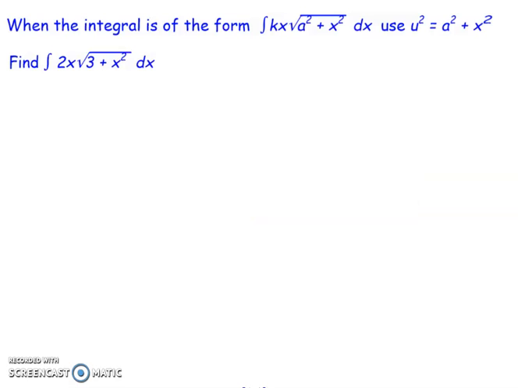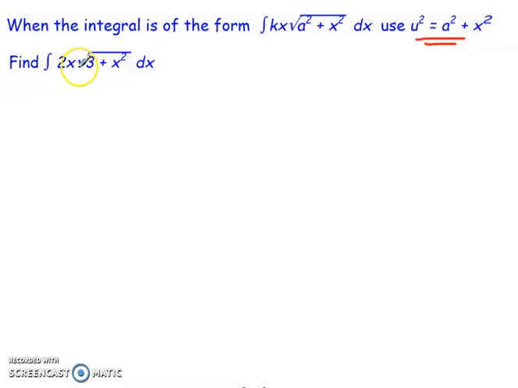Now the first one is if I have an integral of the form the integral of kx times the square root of a squared plus x squared. So I've got kx, a constant times x, outside the square root, and within the square root I've got a squared plus x squared. Now, quite simply, if I have an integral of this format, what I want to do is use u squared equals a squared plus x squared.